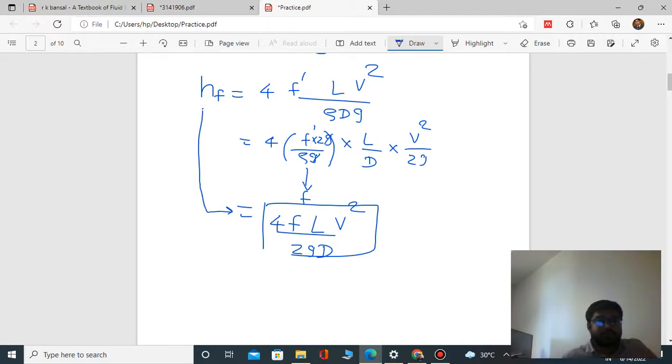So according to Darcy's equation, if flow is taking place inside the pipeline, the head loss due to friction will be 4f L v square by 2gd. Now we should know what f is. In our examples f is generally given directly, so no need to worry about this, but you should know how to prove this equation. So thank you all for listening to me.